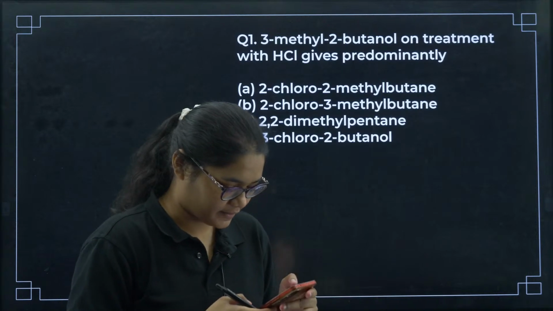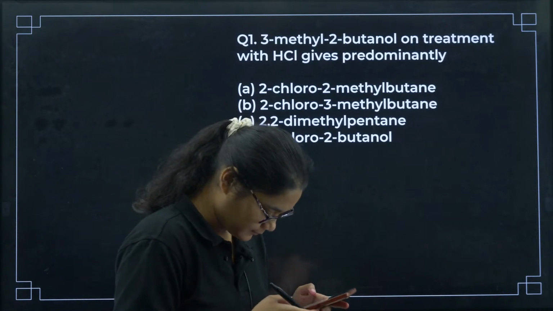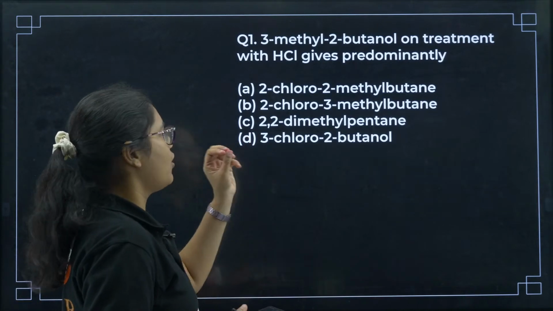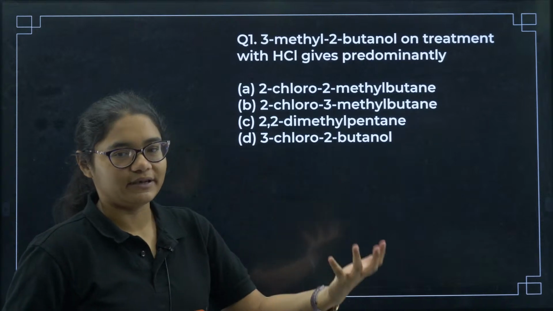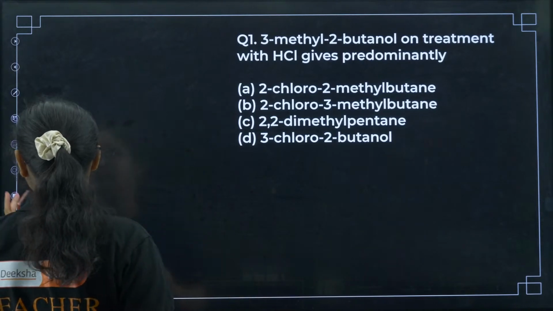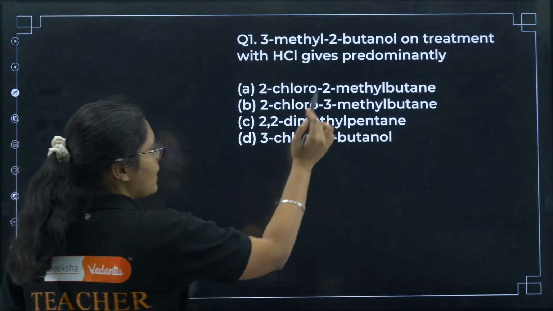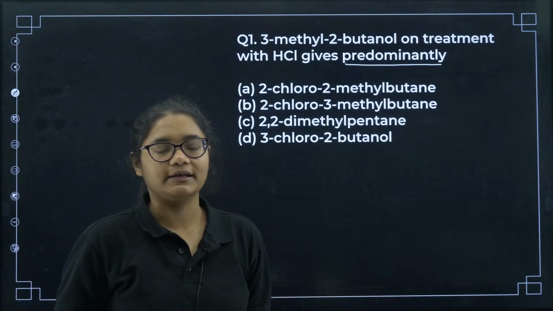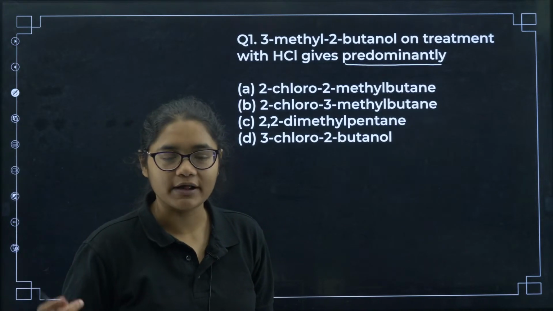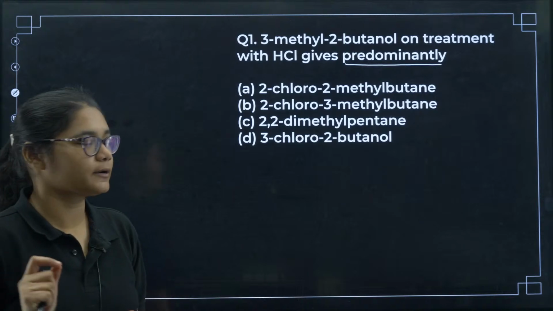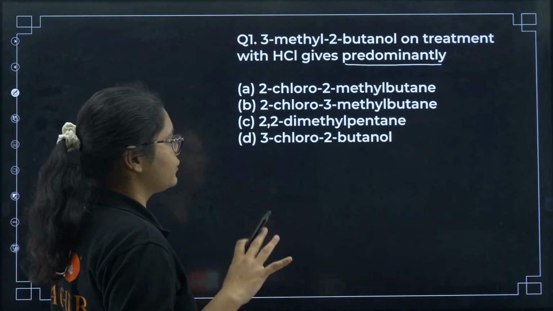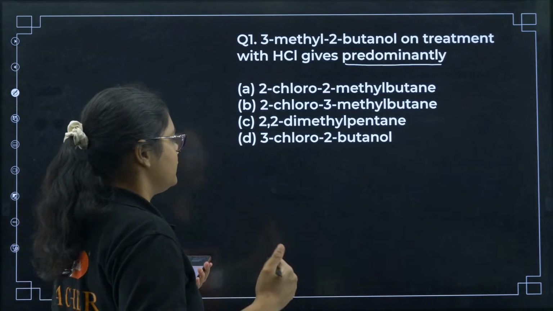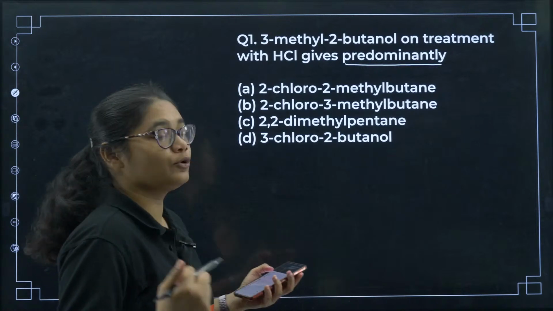Let's start with the first question now. 3-methyl-2-butanol on treatment with HCl gives predominantly. Whenever it is written predominantly, you should think about the major product that has to be formed. There is a chance of forming more than one product, but we have to identify the major product. The options are 2-chloro-2-methyl-butane, 2-chloro-3-methyl-butane, 2,2-dimethyl-pentane and 3-chloro-2-butanol.